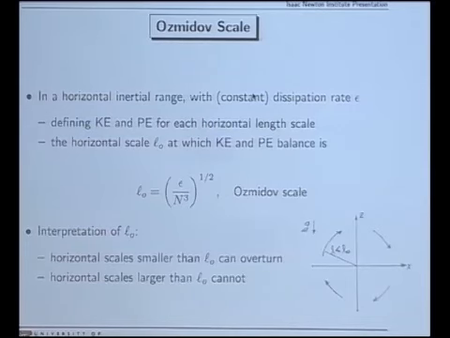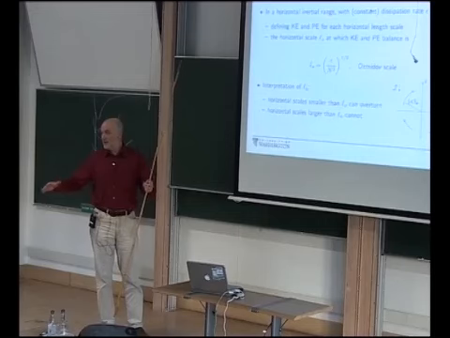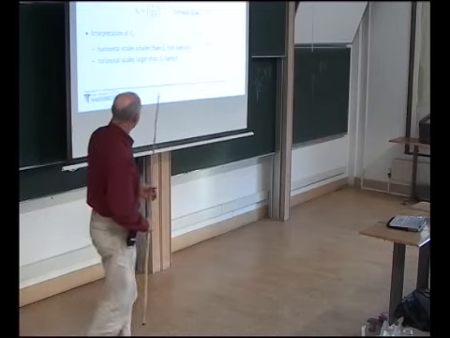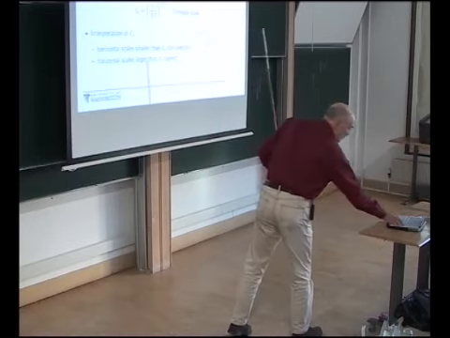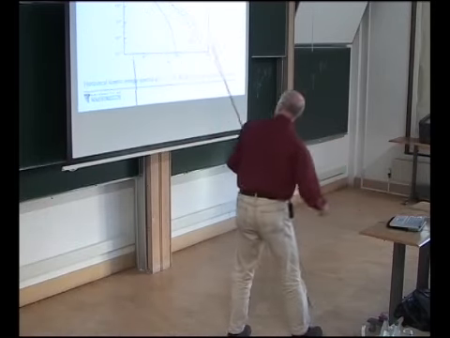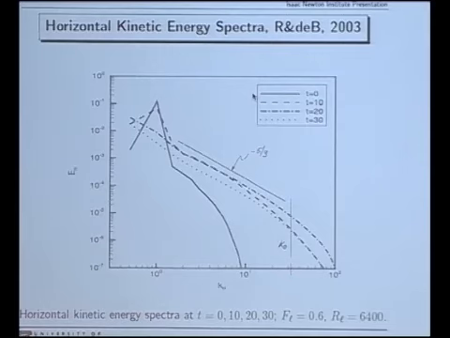And the interpretation of it is that if you have horizontal scales that are smaller than the Azimuth scale, they have enough kinetic energy to overturn. And so they're going to start acting like usual turbulence. If you have scales larger than the Azimuth scale, they don't have enough energy to overturn, and those are going to remain kind of quasi-horizontal in motion.